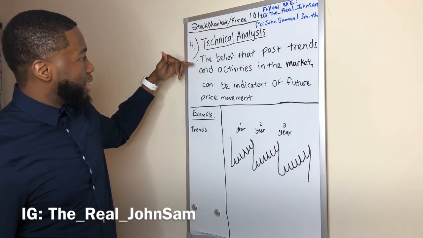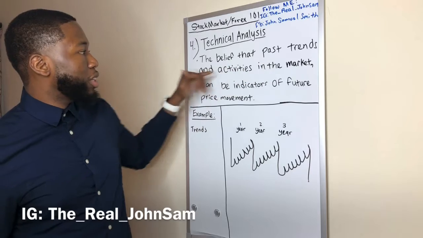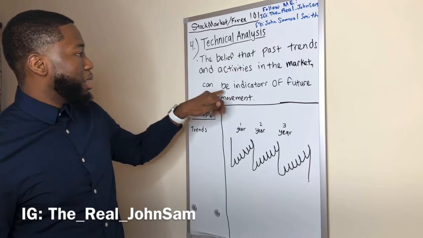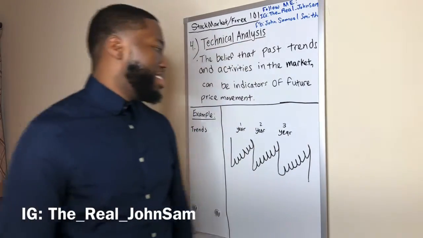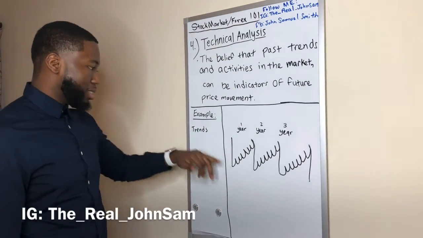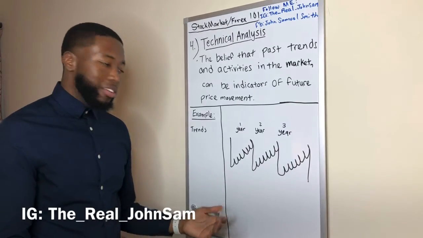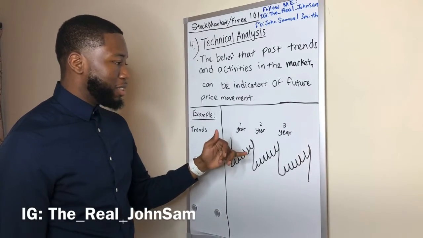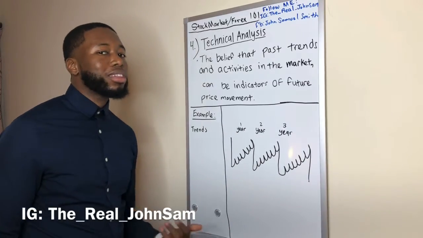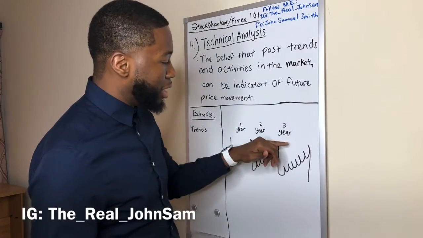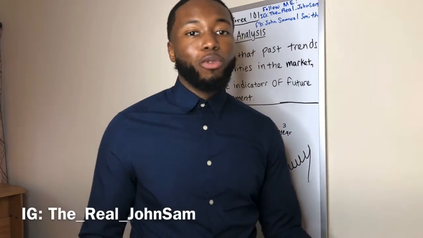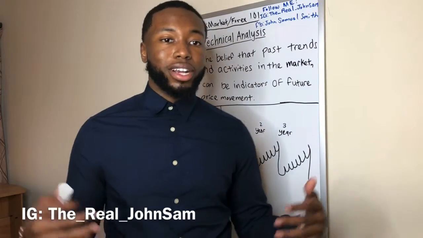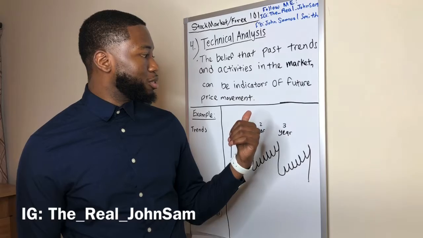Technical analysis basic definition is the belief that past trends and activities in the market can be indicators of future price movement. So what does that mean? Let me give you an example. So trends, for example, if what happens in year number 1 happens again in year number 2, it is more likely that it's going to also happen in year number 3. So that gives people a kind of a heads up of what's going to happen in the market. So you have a kind of a prediction of what's going on. So those are how technicals work.